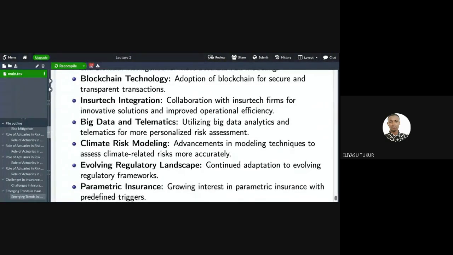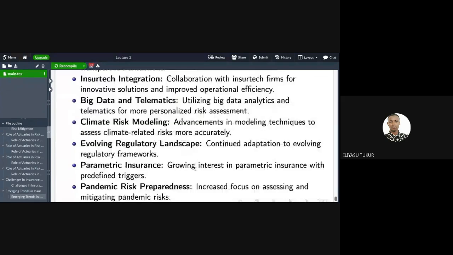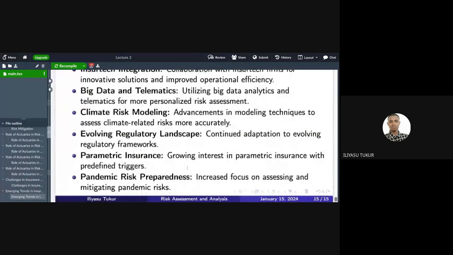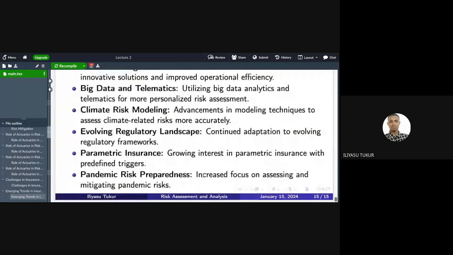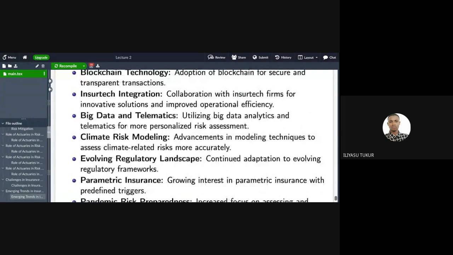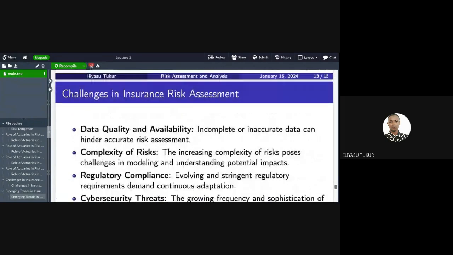Climate risk modeling. This very part, many universities are focusing their research on climate risk modeling. Okay, evolving regulatory landscape. So parametric insurance. Growing interest in parametric insurance with predefined triggers. So pandemic risk preparedness. Increased focus on assessing and mitigating pandemic risks. All right. So do we have any questions so far?